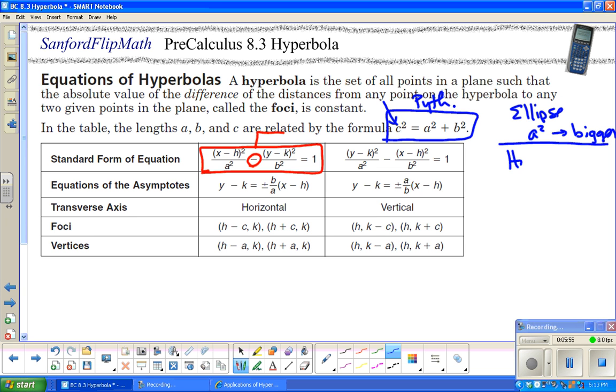For a hyperbola, a squared is the one that's with the positive term. So notice this time y actually came first because it's positive, whereas in this one, the negative is in front of the x squared. This one, same idea, only the x's are positive. So for a hyperbola, not that it really matters as much, but the a squared is always with the positive term.